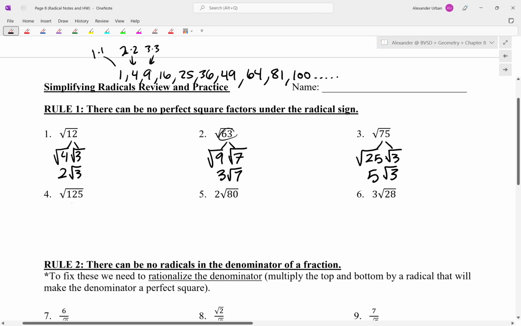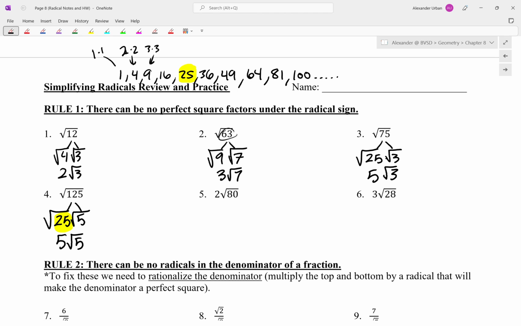Alright, 125, well, it's divisible by 5, so it's probably divisible by 25 because 5 times 25 makes 125. We're going to square root both of those, and we end up with 5 root 5. We're always looking for those perfect squares, and you can see that that's a part of that list.